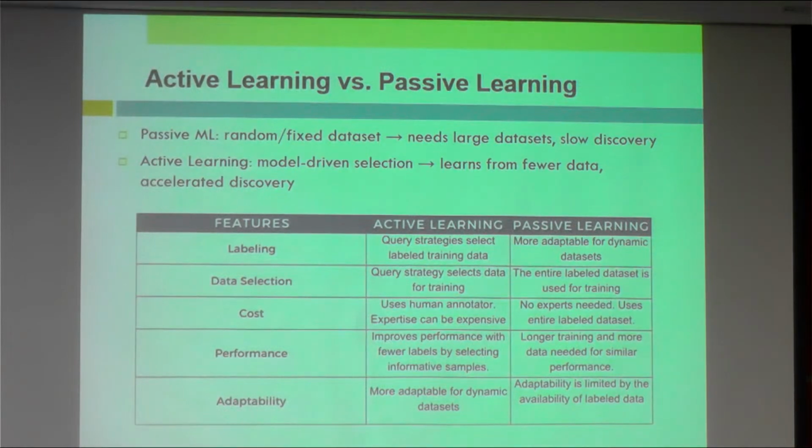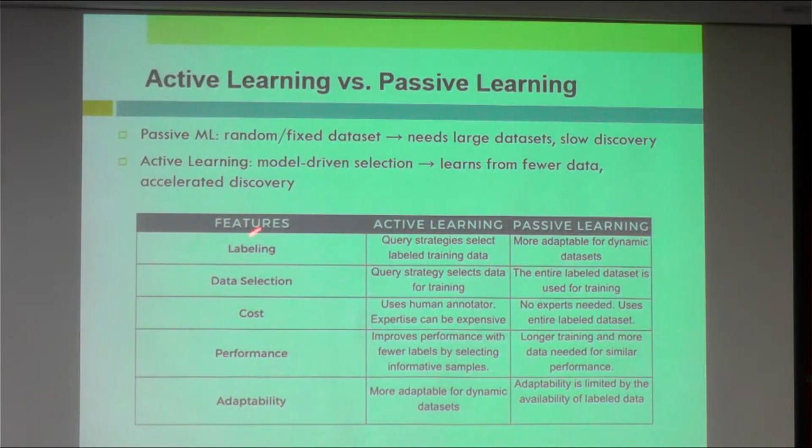But for active learning, it's a model-driven selection, and it learns from fewer data. Firstly, you don't need a large data set, and it's a kind of accelerated discovery. In machine learning, normally you need a lot of data, but in this case, with active learning, even though it's a machine learning process, to a certain extent it's a query, an active learning where you have a different algorithm, a different approach, in order to get a different data set.